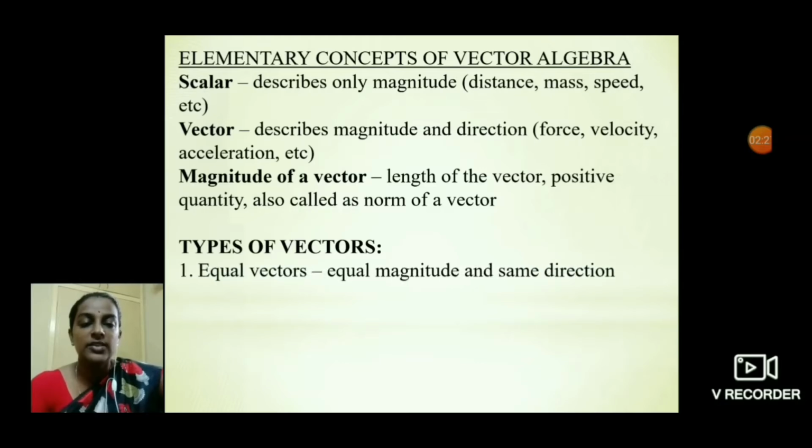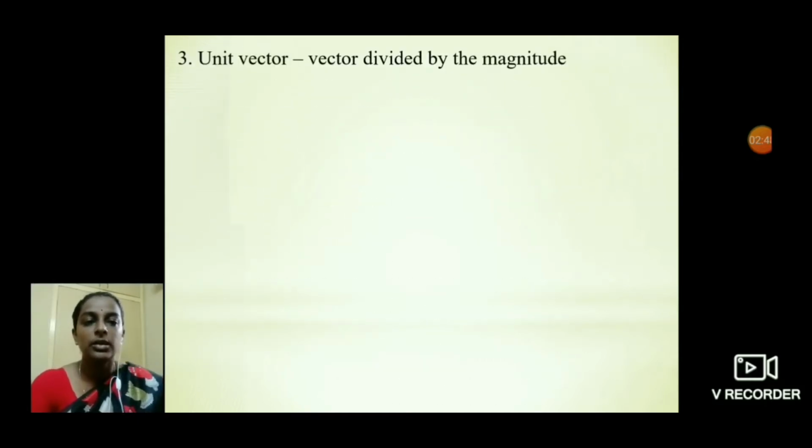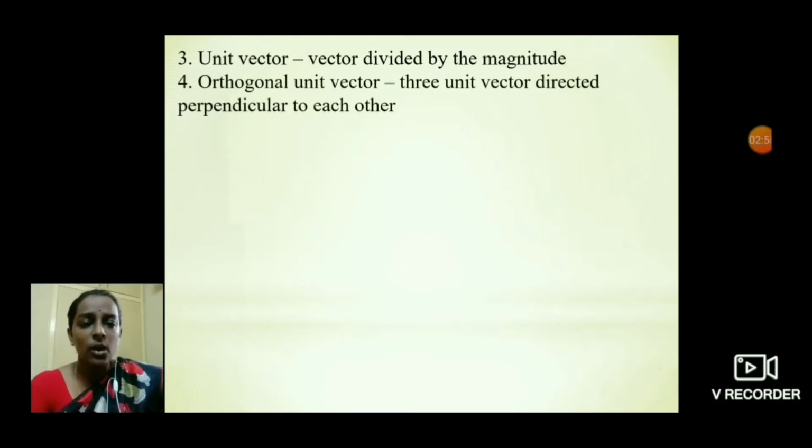Types of vector. First is equal vector. When magnitudes are equal and they travel in the same direction, they are known as equal vectors. Next is collinear. They take up 0 degree or 180 degree. If it is 0 degree, they are parallel vectors. If it is 180 degree, they are anti-parallel vectors. Unit vector: a vector divided by its magnitude is known as a unit vector. Orthogonal unit vectors are three unit vectors directed perpendicular to each other. Generally, orthogonal means perpendicular to each other.